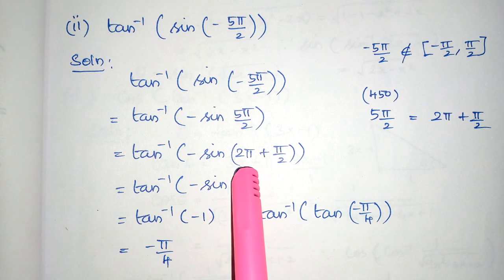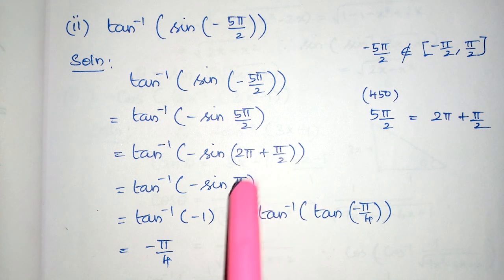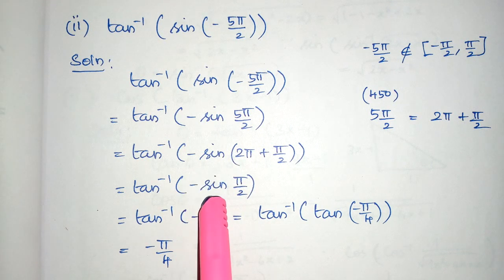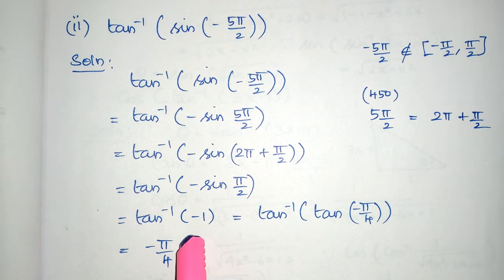Now you know that 2 pi is 360. What is sine 360? 0. So I can make this 0. So 0 plus 90, that is pi by 2. Right? So now sine 90 is 1. There is a minus, so it is minus 1. So tan inverse of minus 1.